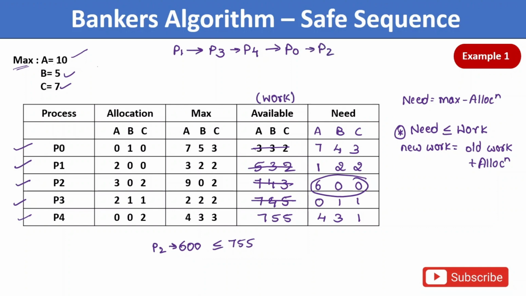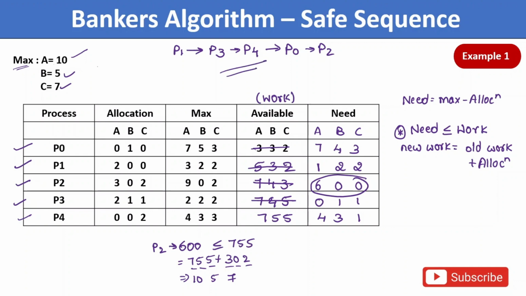If process P2 is placed in the safe sequence, we must update the new work value. New work will be equal to old work, that is 7, 5, 5, plus allocation of process P2, that is 3, 0, 2. 7 plus 3 will be equal to 10, 5 plus 0 will be equal to 5, 5 plus 2 will be equal to 7. We have seen these values in the maximum. Maximum A value is 10, maximum B value is 5, maximum C value is 7. So at last, after placing the processes in the safe sequence, we got the final available or the work value is 10, 5, 7. So we can conclude that we have solved the problem in the correct way.